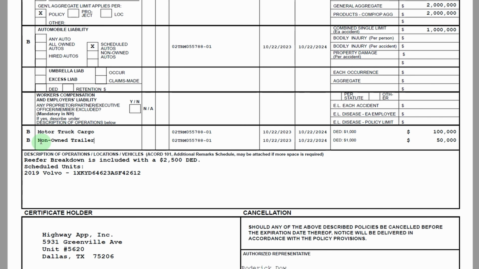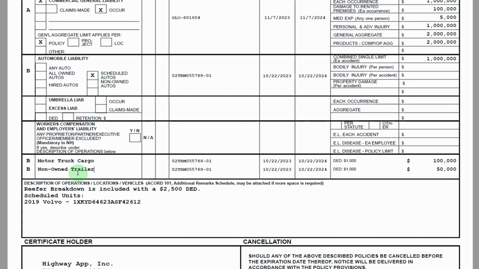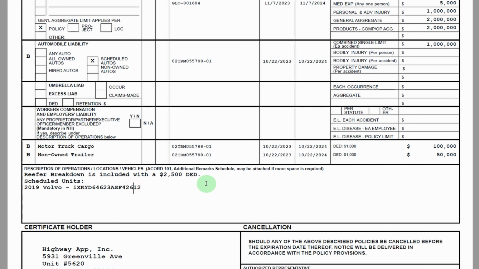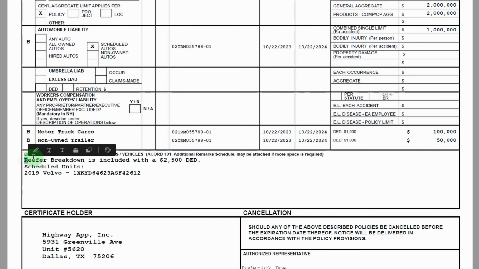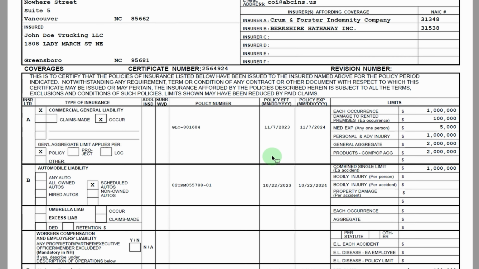But normally, if you want to rent the trailers or you do power only, $50,000 is more than enough. Normally, reefers might be more expensive, but with dry vans, $50,000 is more than enough. Under the motor truck cargo, reefer breakdown is also included. So you can choose. If you haul refrigerated freight, you go with reefer breakdown, and you're covered for any loss caused by reefer breakdown. Here we have scheduled unit, but not every producer will put it out there. But just so you know, you basically can put anything right here if it's required by the broker.